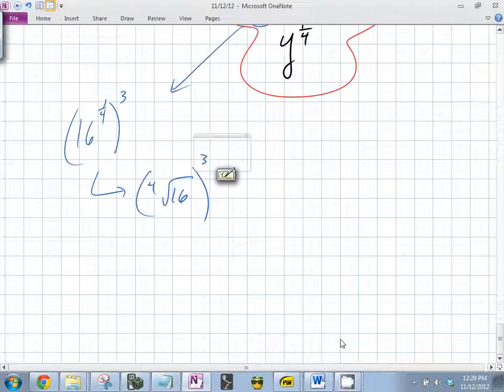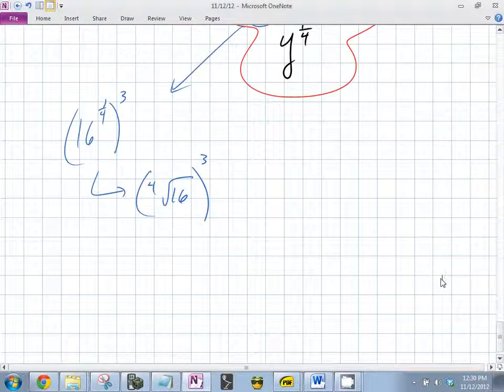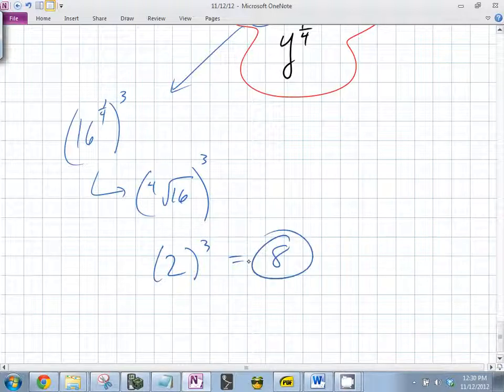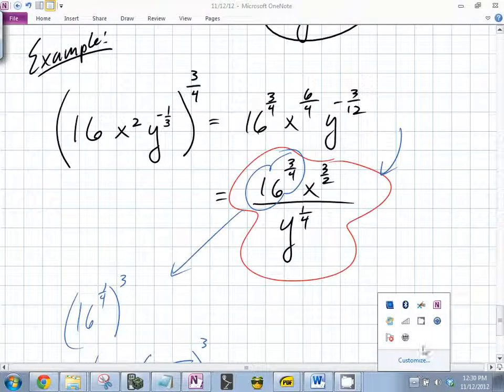Okay, hold on 1 second. Do you actually know what the 4th root of 16 is? What times itself 4 times is 16? 2 times 2 times 2 times 2 is 16. This is actually 2 to the 3rd, which is 8. We're not doing this yet. We haven't gotten to this topic yet, but this right here would be a great final answer right there. That would be fine. Excellent.